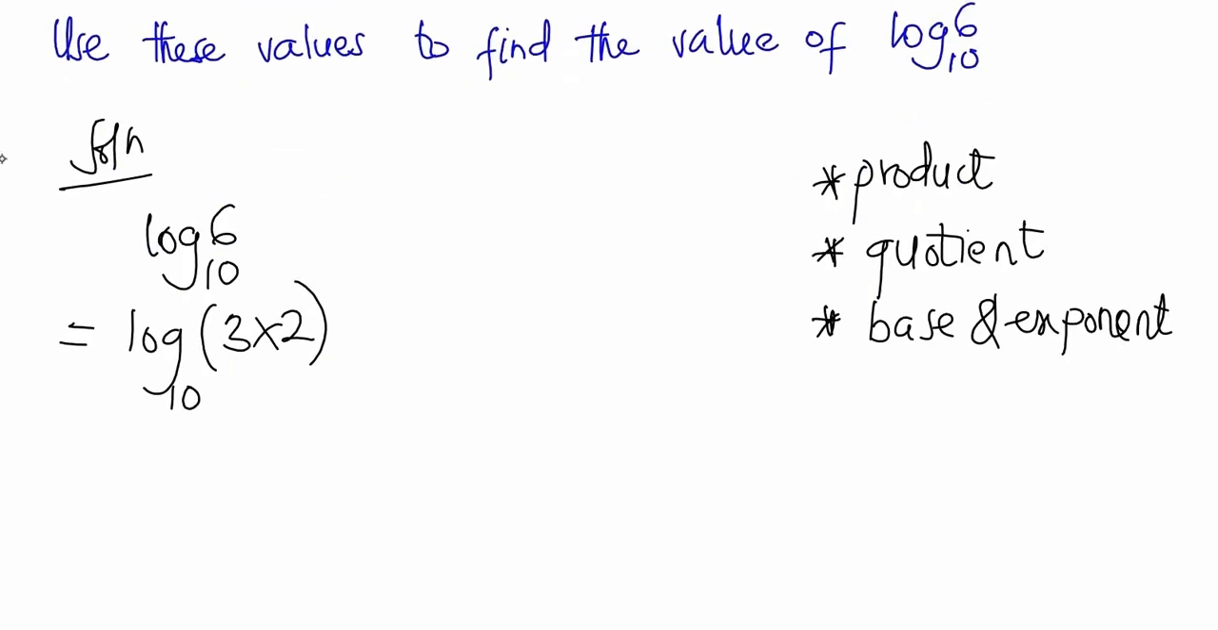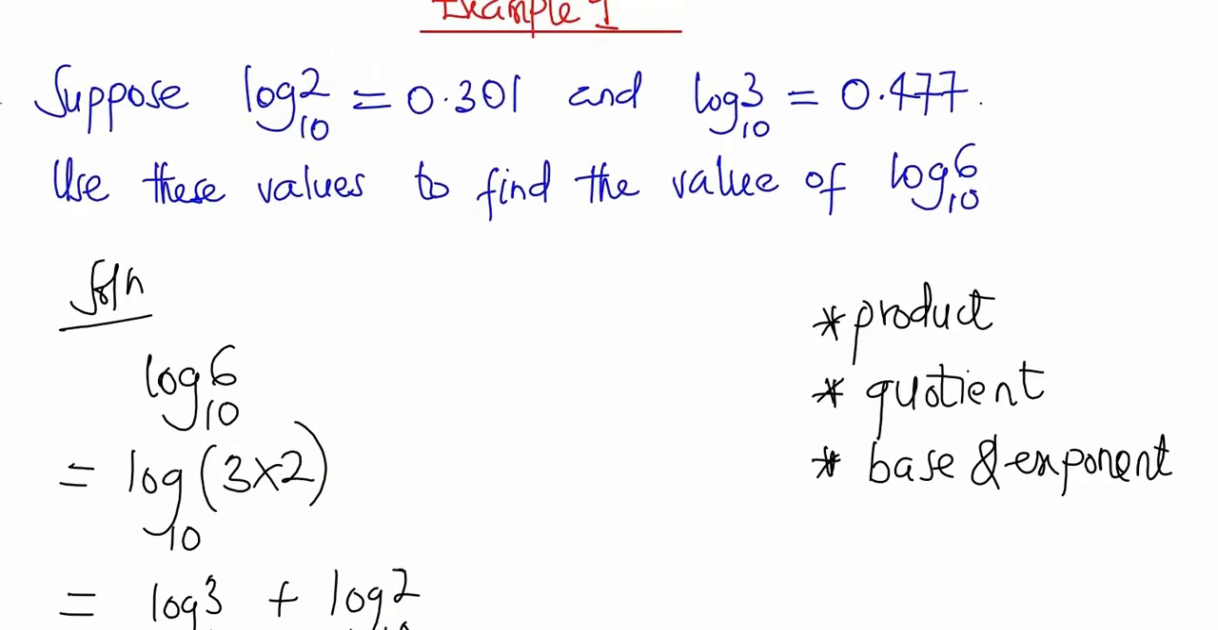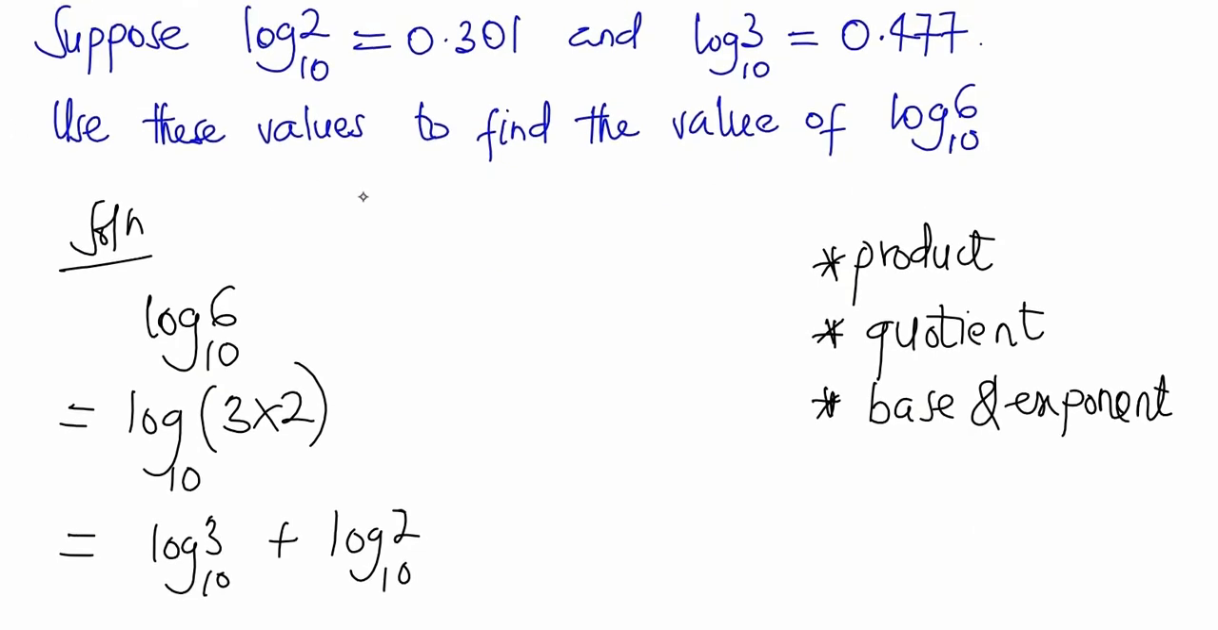Now, this has been written as a single logarithm, so we can expand by using the laws of logarithms. Here we are going to have logarithm of 3 base 10 plus logarithm of 2 base 10. This is how we expand using the laws of logarithms. Now we can see that there is log 3 base 10 here and log 2 base 10, and these logarithm values have been given to us. Log 2 has its value as 0.301 and log 3 as 0.477.